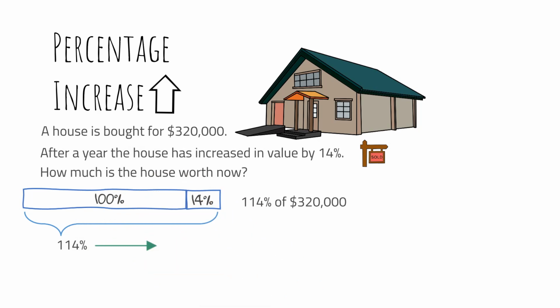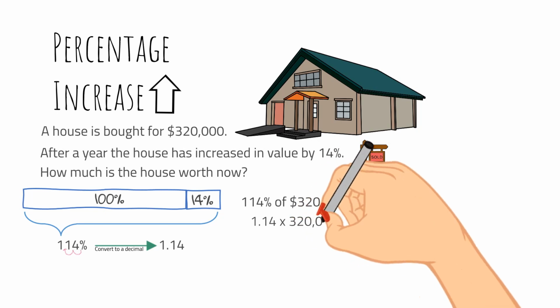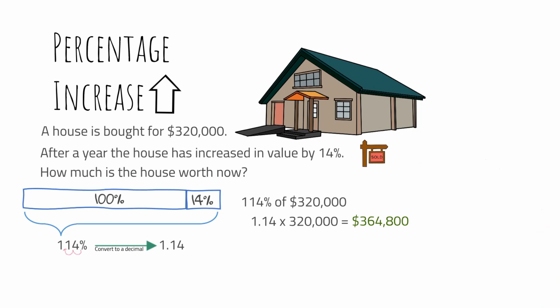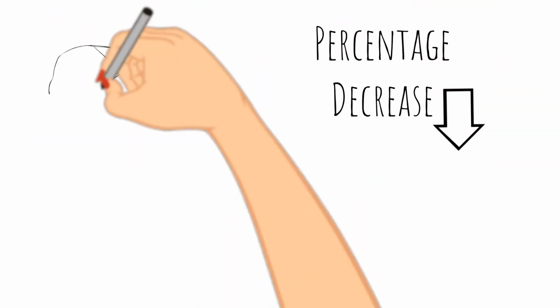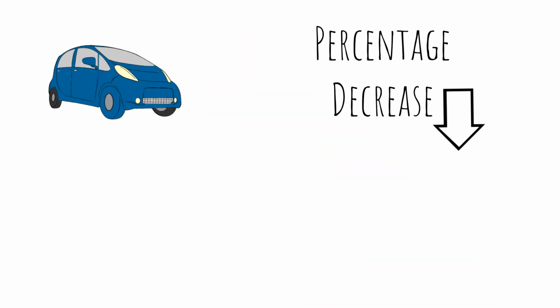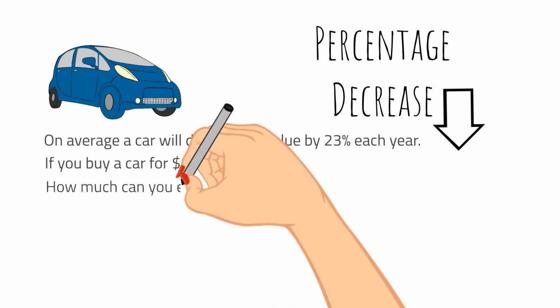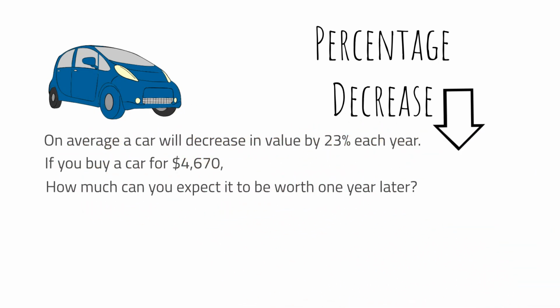I'm going to do just what I did before. Convert my 114% to a decimal, which is our multiplier, and then multiply that with my original value of the house. And I get my new value, $364,800. And I can do something very similar for percentage decrease, because not everything goes up in value. On average, a car will decrease in value by 23% each year. If you buy a car for $4,670, how much can you expect it to be worth 1 year later?